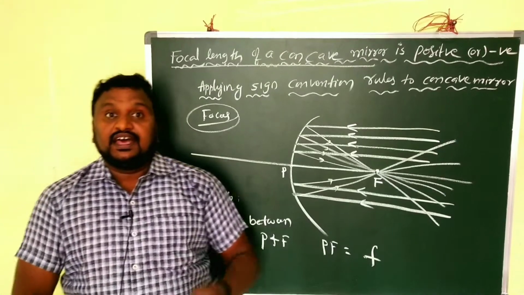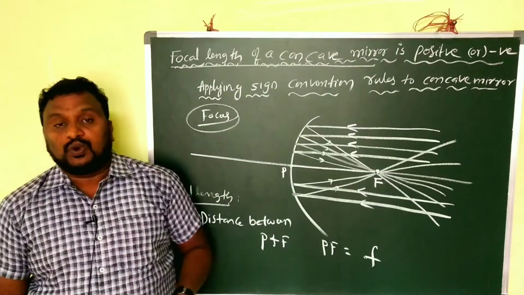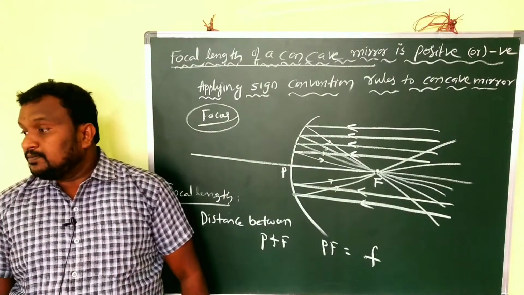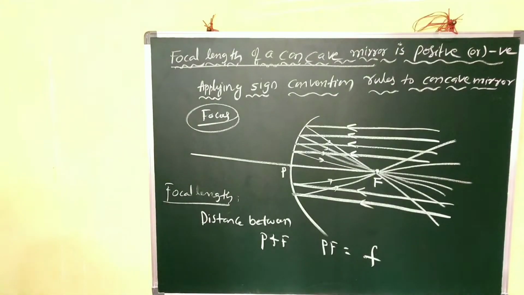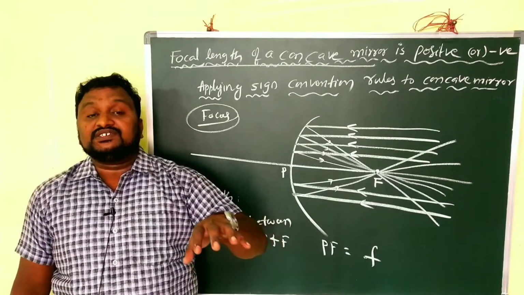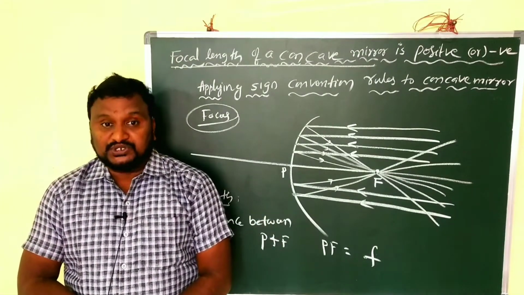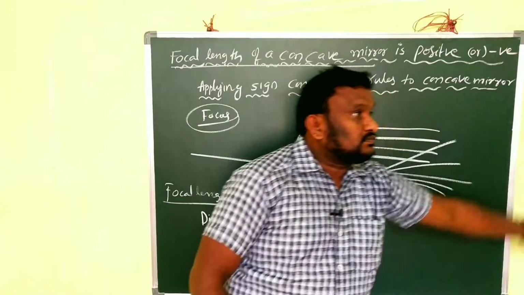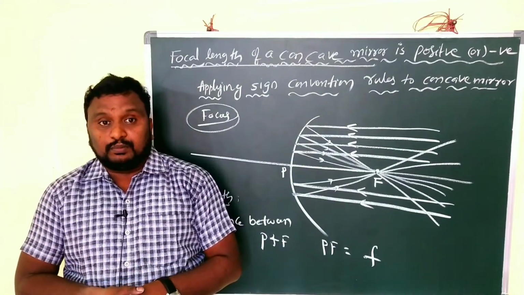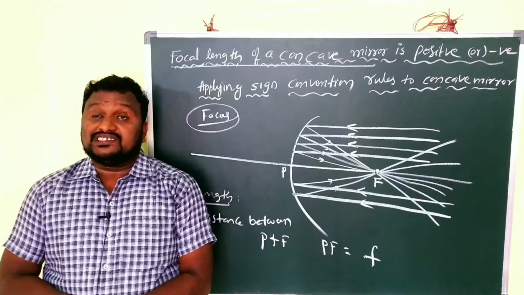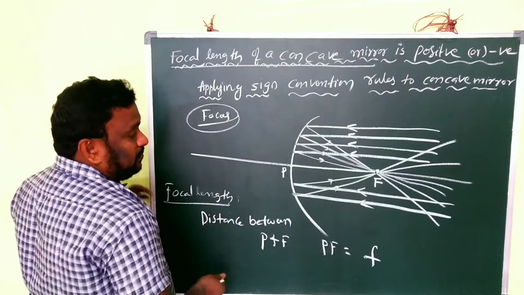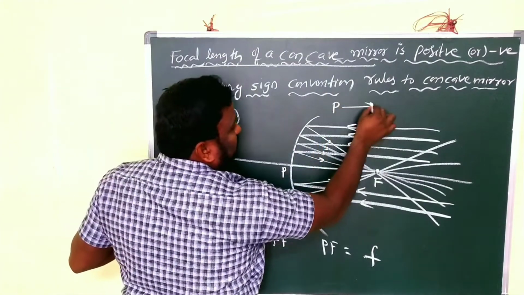Let's go to that. We have the second sign convention rule. The distances taken in the direction of incident light can be taken as positive, and the distances taken in the opposite direction of incident light can be taken as negative. So we have to use that rule here. Now we are taking P to F.